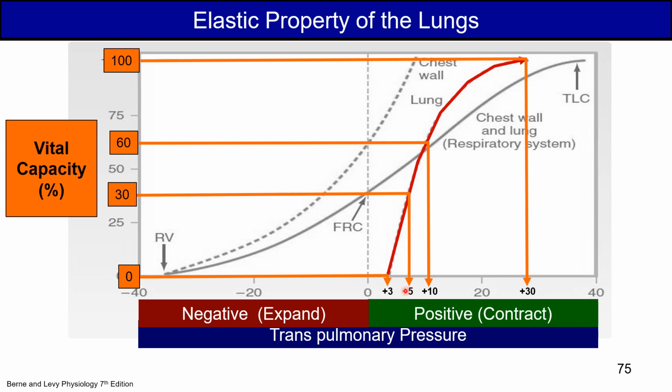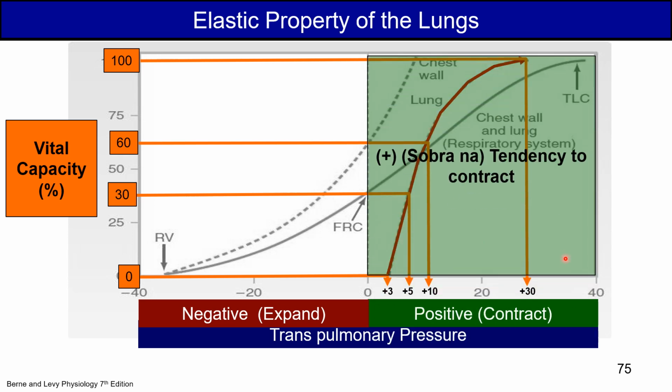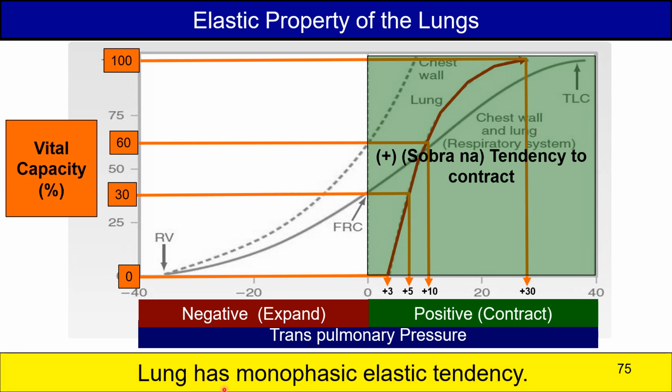Notice that from 0% of the vital capacity till 100% of the vital capacity, the transpulmonary pressure is positive, and therefore the lungs have an elastic tendency to contract from 0 to 100% of the vital capacity. So basically, the lungs have a monophasic elastic tendency. It always wants to contract.